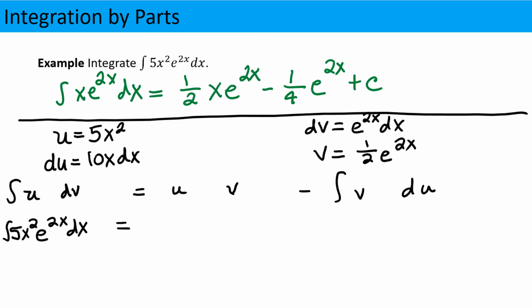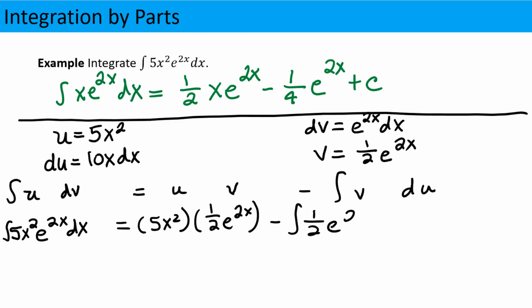That would be equal to u, which we identified as 5x squared, and v, which we solved for as 1/2 e to the 2x. Now we need to subtract the integral of v, which would be 1/2 e to the 2x, and du, which we solved for as 10x dx. Let's do some algebra as we continue. Multiplying the 5 and 1/2, we'll have 5/2, and then we've got x squared e to the 2x.